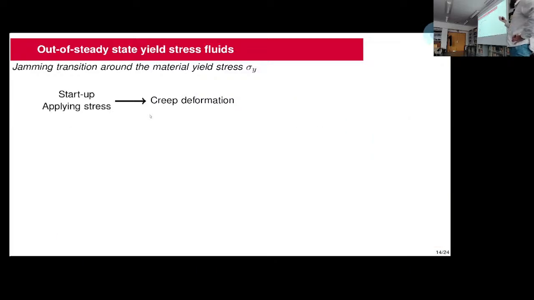So why are we interested in out-of-steady-state yield stress fluids? From the previous slide, you've seen that they can have different behavior depending on the stress you apply to them. And actually, when you do a complete startup and loading of such fluids, they might show a lot of different behaviors. It will involve some creep deformation after loading. And the creep that is observed in experiments can have different kinds of scalings. It can be logarithmic, it can be lower than logarithmic, higher than logarithmic, but always with a power law.